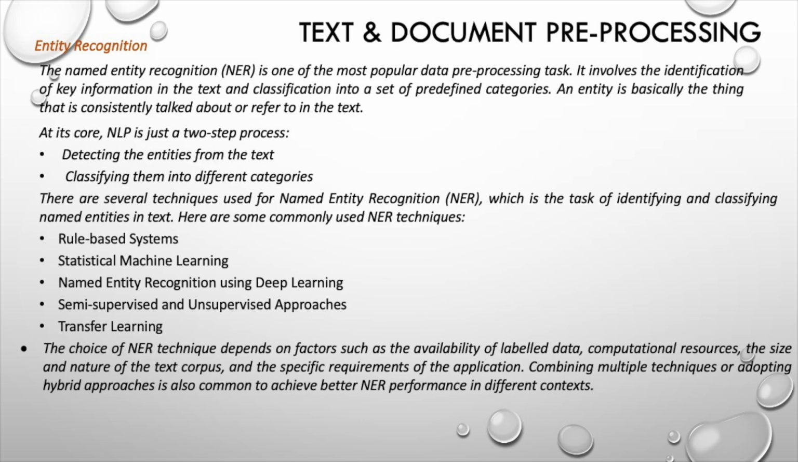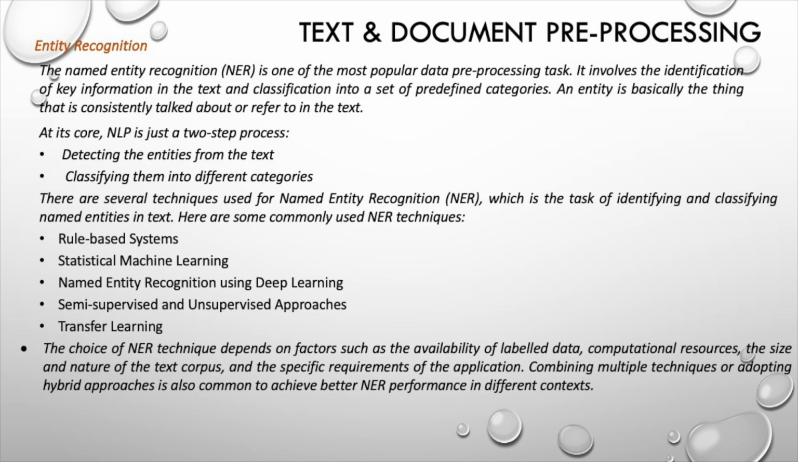Deep learning. Named entity recognition using deep learning techniques, such as RNN or transformer-based models, has shown promising results. These models can learn complex patterns and dependencies in the text automatically without relying on handcrafted rules. They can capture both local and global context, improving the accuracy of NER. Architectures like bidirectional LSTM with conditional random fields and BERT have achieved state-of-the-art performance in NER tasks.